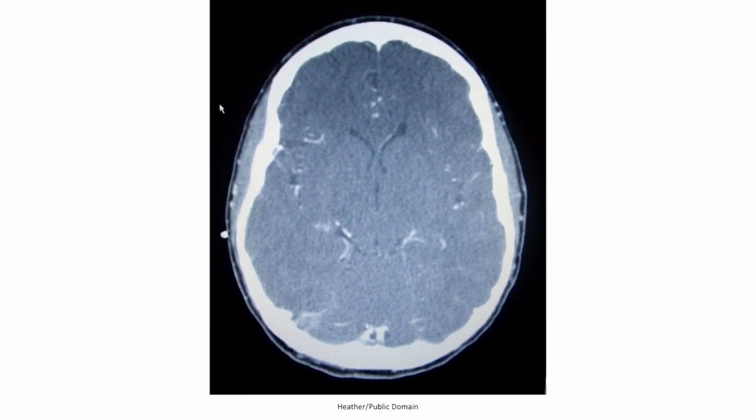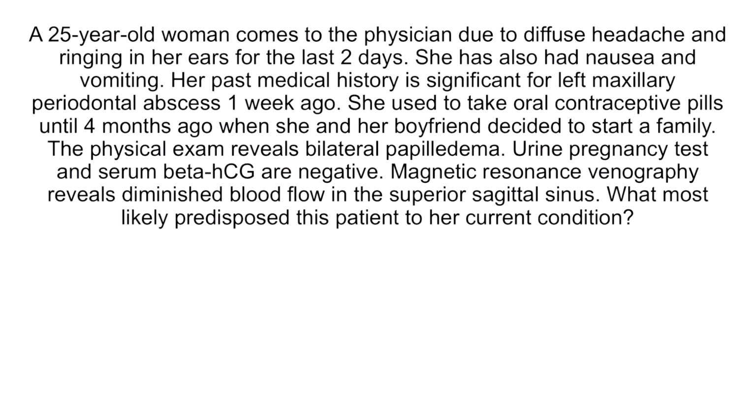This is a CT scan of the head showing empty delta sign. The empty delta sign is a dural venous sinus with hypodense center and hyperdense borders. This is also indicative of a cerebral venous thrombosis. Let's pause the video and take a moment to consider this question.